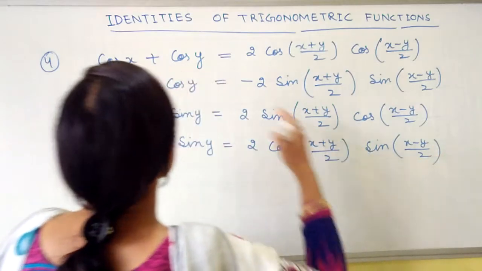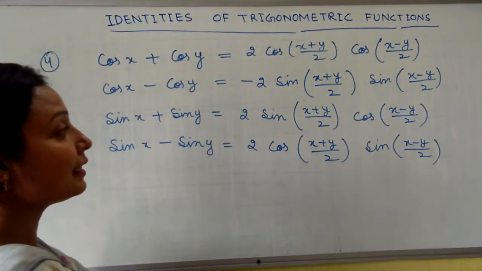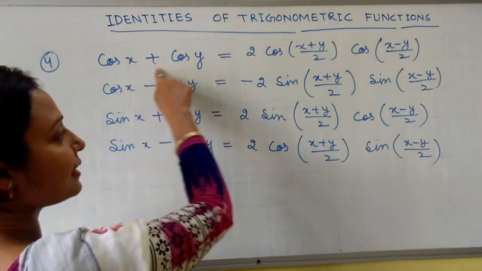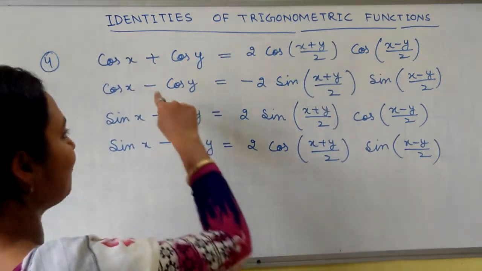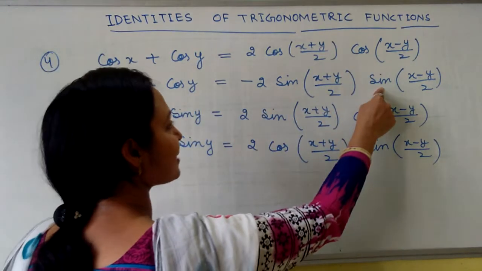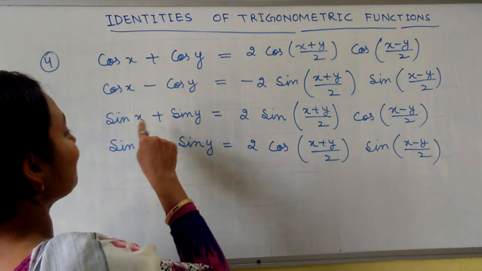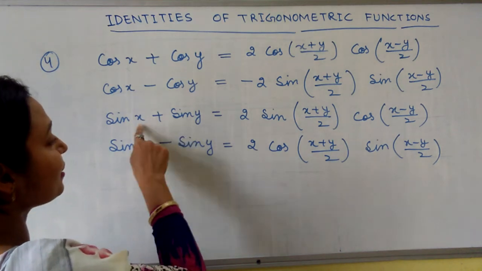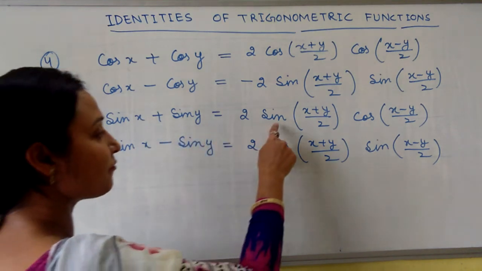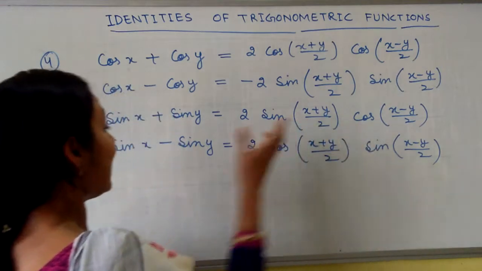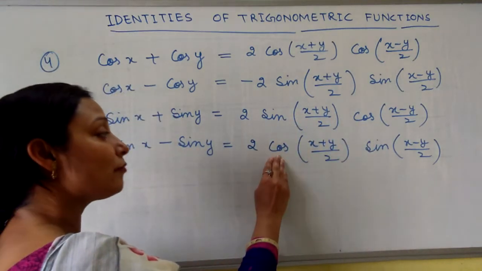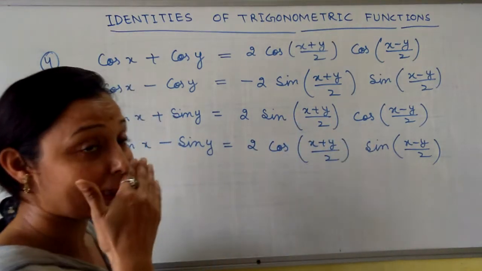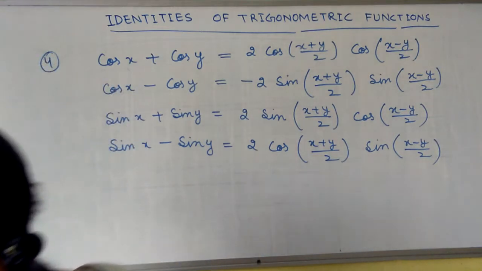So this is the fourth form of identities. In this, when there is addition of cos, both are cos. When there is a negative, both are sin with the negative sign. When there is addition of sin, one is sin, the other is cos. And when there is a negative, first of all you have to take cos, then sin. Okay, so this is the fourth type. Come to the fifth type.